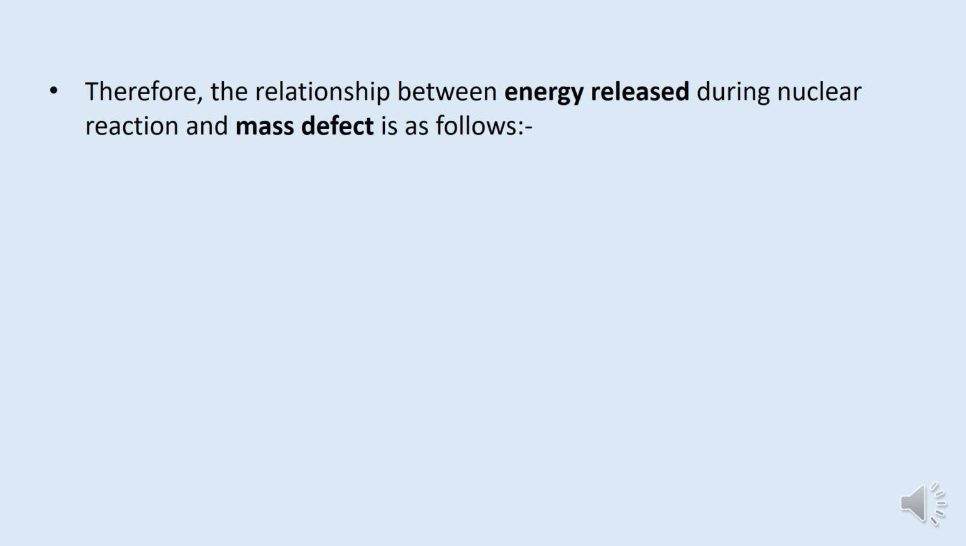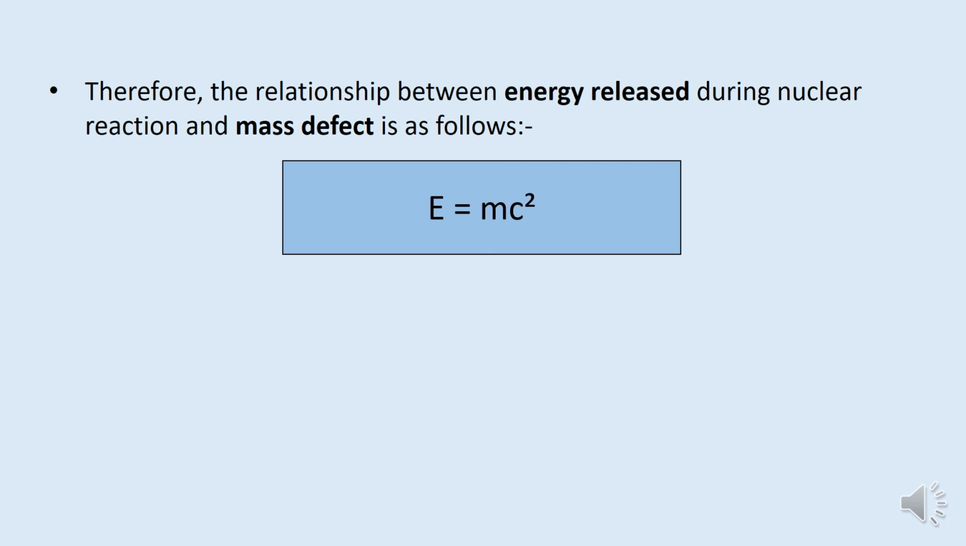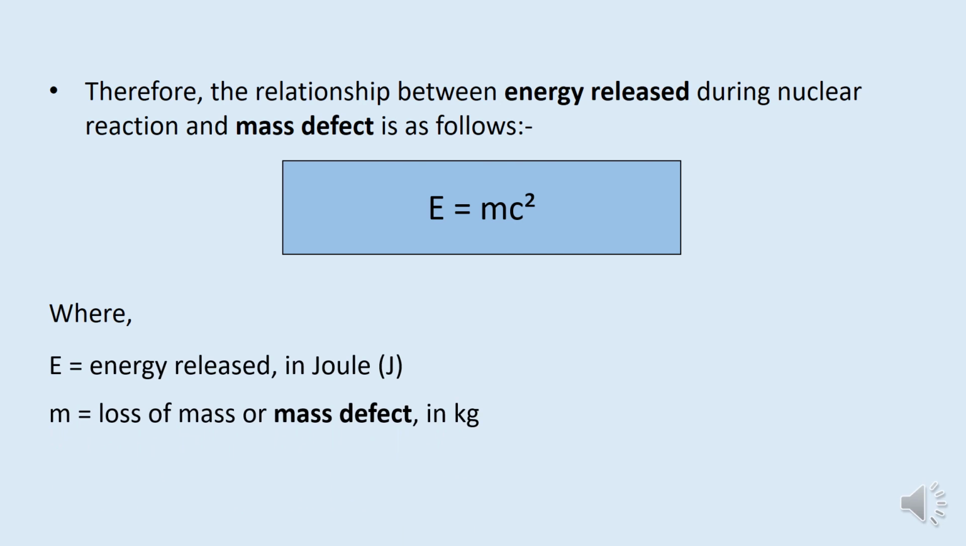Therefore, the relationship between energy released during nuclear reaction and mass defect is as follows. E equals to mc squared, where E is equal to the energy released in unit joule, m is equal to loss of mass or mass defect in kilograms, and c equals to the speed of light.